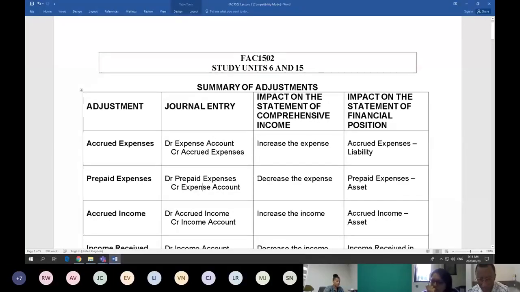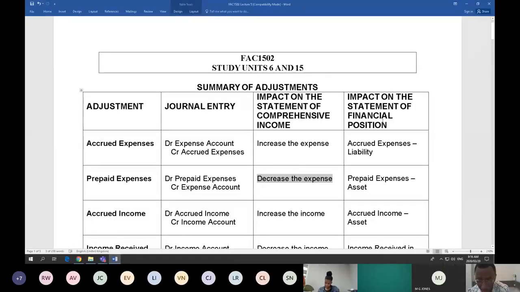The impact on your statement of profit and loss and other comprehensive income is that you must decrease your expense. So if the amount in the trial balance for insurance is 6,000 Rand, but 1,000 Rand of that is a payment for the following financial year, then the expense for the current year is not 6,000 as in the trial balance, but 6,000 minus 1,000. Only 5,000 will appear then as your expense for the year.